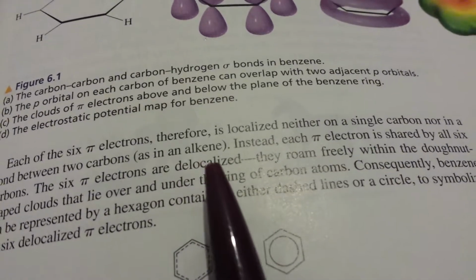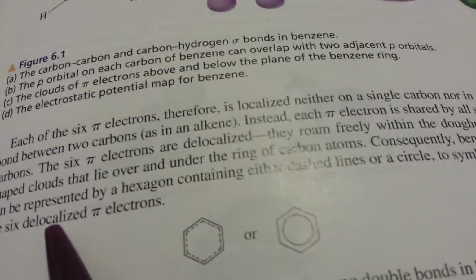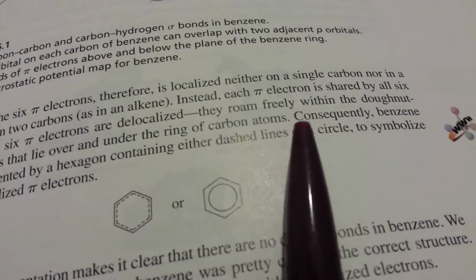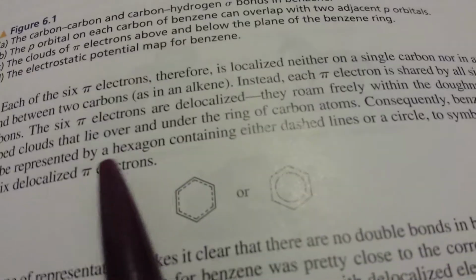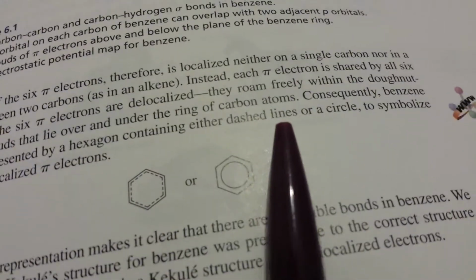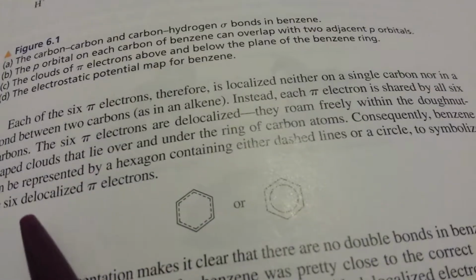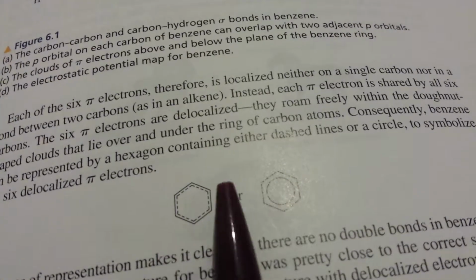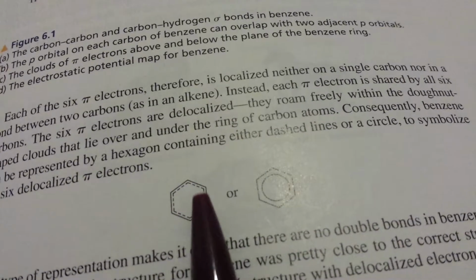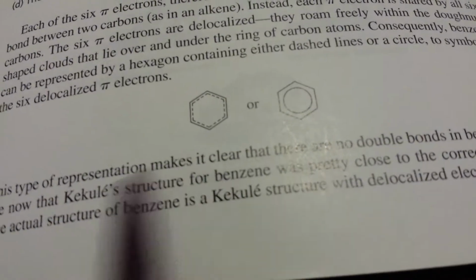The 6 pi electrons are delocalized. They roam freely within the donut-shaped clouds that lie over and under the ring of carbon atoms. Consequently, benzene can be represented by a hexagon containing either a dashed line or a circle, to symbolize the 6 delocalized pi electrons. This is the representation of the benzene structure.